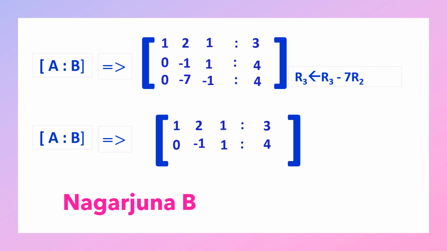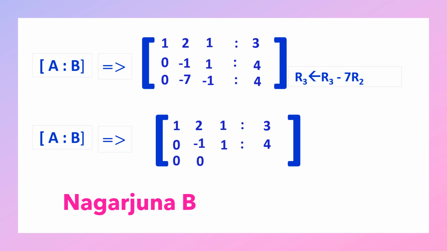So when we apply R3 as R3 minus 7 R2, the first one is 0, that is the third row first element 0 minus 7 into the second row first element, which is 0. So minus 7 into 0 will be 0, and 0 minus 0 will be 0. Then next, minus 7, that is the second element of R3, and minus 1 is the second element of R2. So minus 7 into minus 1 will be plus 7. Minus 7 plus 7 will be equal to 0.